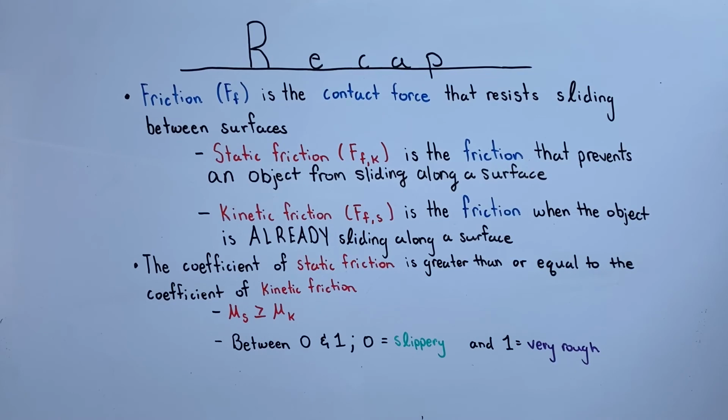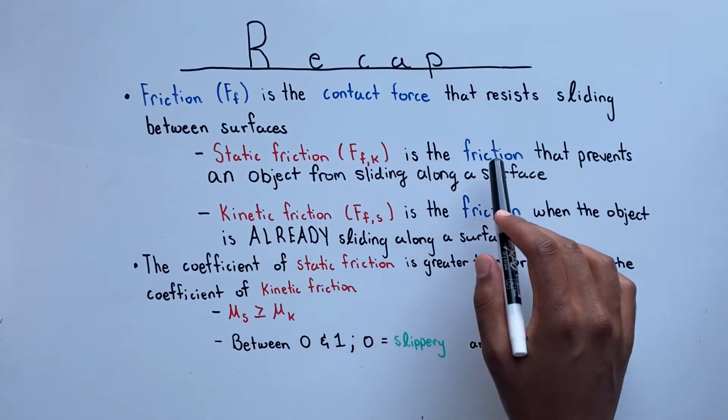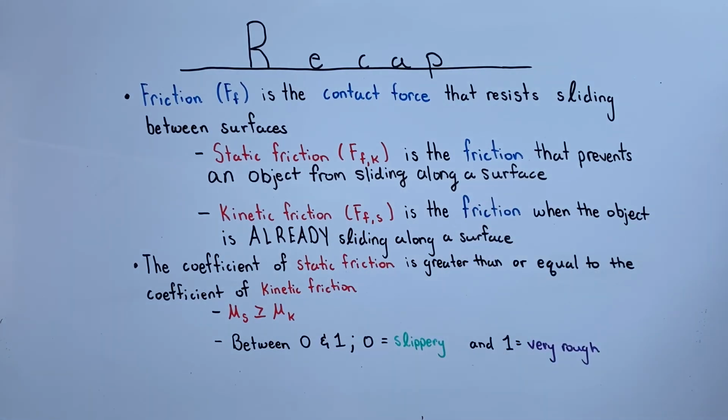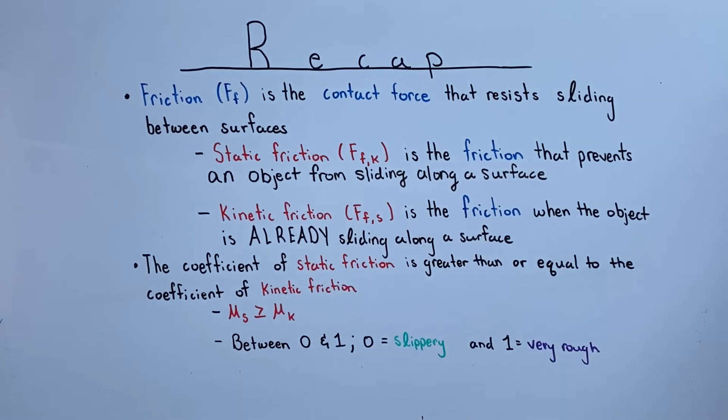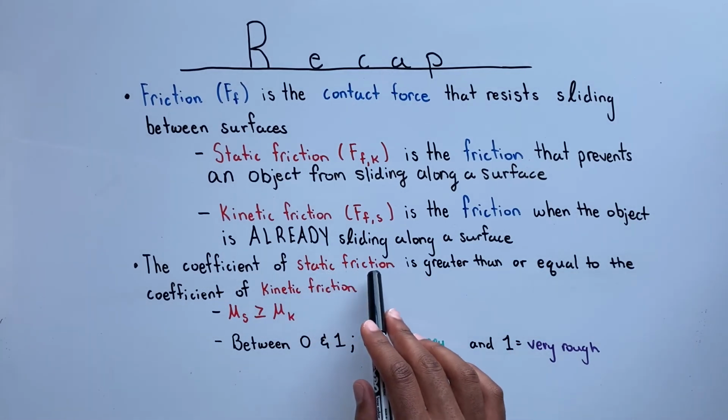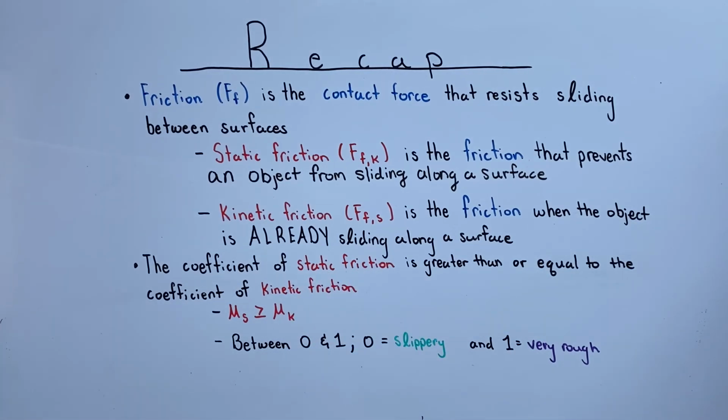So in recap, friction is the contact force that resists sliding between surfaces. And the two types of friction that we learned today are static friction, which is the friction that prevents an object from sliding along a surface, and kinetic friction, which is the friction when an object is already sliding along a surface. And we also learned that the coefficient of static friction is greater than or equal to the coefficient of kinetic friction.